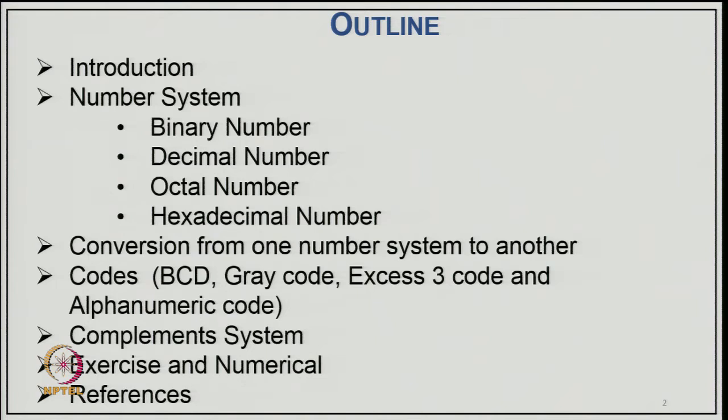Then we will talk about typical codes: binary coded decimal, in short called BCD, or Gray code, then the XS3 code, and of course, alphanumeric code. Then we will talk about complement systems, which are used for many arithmetic situations in binary numbers, and of course, we will talk about exercises and numerical problems, followed by references.